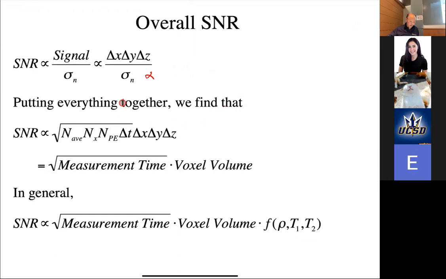Okay, so basically, let's just make it simpler. SNR, we said, is always proportional to the square root of measurement time. For an MR exam, we have the number of averages we do, which is called NEX in MRI, the number of excitations. I have NX, which is the number of KX samples I have. And I have the number of phase encodes, which is the number of KY samples I do, assuming 2D imaging. Then I have delta X and delta Y, which is my resolution in the X and Y direction. And then I have my slice thickness, right?